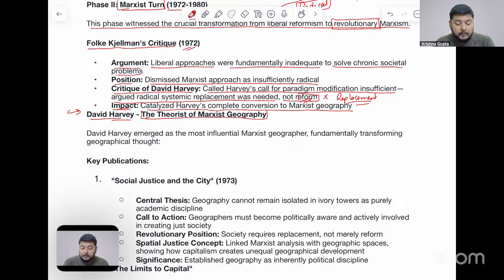If you learn about David Harvey, if you read about him in books, there is a lot to read. Actually, there is a complete book on him, on his thoughts with respect to the development of an equal society, and he was able to show how inequality was prevailing over society. So David Harvey emerged as the most influential Marxist geographer, fundamentally transforming geographical thought here.